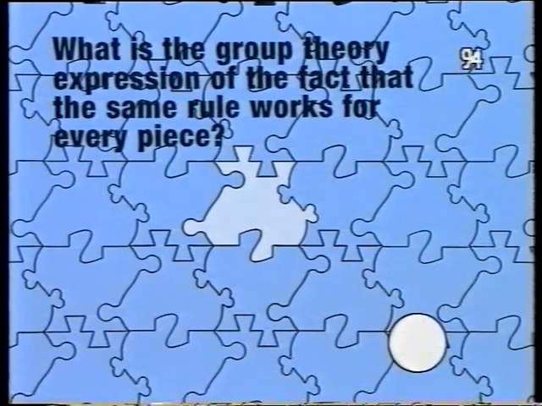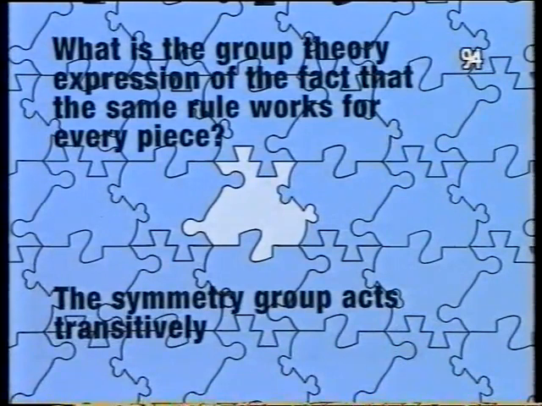If you need more time to think, pause the tape. Well, the answer is the symmetry group of the pattern acts transitively on these jigsaw pieces regarded as tiles in a tiling. There is always a symmetry which will map any chosen tile to any other tile. We call this a transitive tiling, as you've seen in the text of the unit.